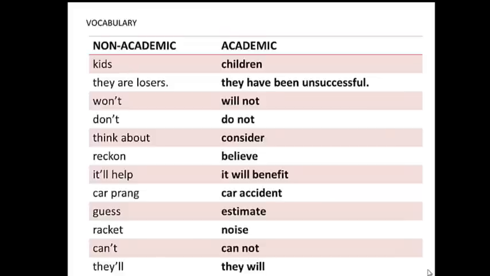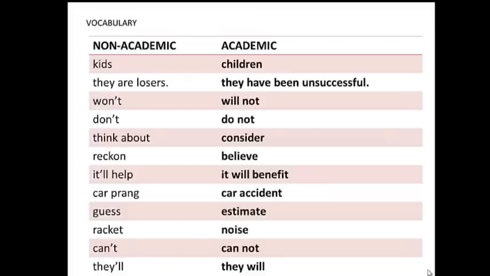Okay, I'll go through the first few with you. So, in a newspaper we could write kids. In an email to a friend we can write kids. But in academic writing we use the more formal word children. We often hear the phrase, they're losers. We hear that in speaking, we might see it in an email, in informal writing. But in academic writing we have to be formal, so we would say they have been unsuccessful.